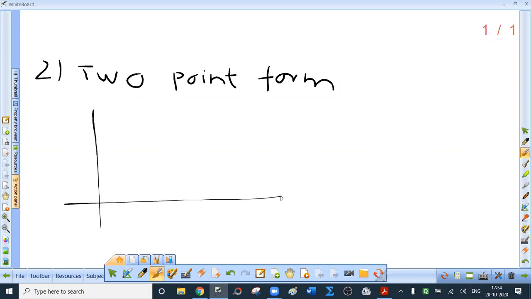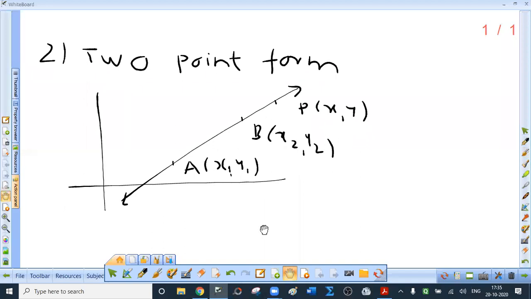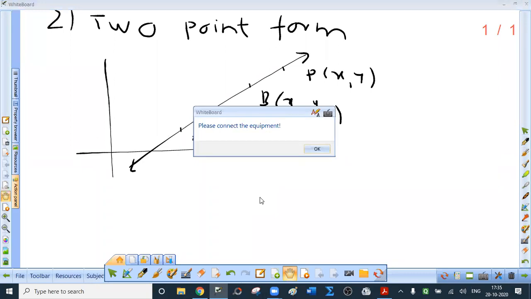So A(x1, y1) and B(x2, y2) are 2 points on the line. As usual, we say let P(x, y) be any point on the line. Now clearly these points A, B and P are collinear. So I can say slope of line AP equals slope of line AB.